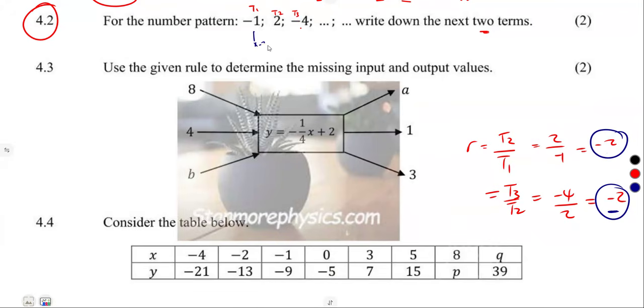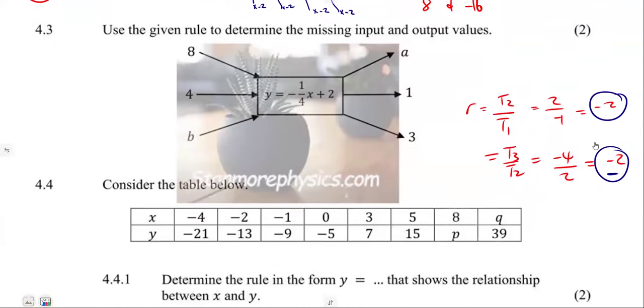-1 times -2, you get this one. So this one times -2, you get this one. The same thing, -4, you multiply by -2. -4 times -2 is a positive 8. The next one again, multiplied by -2. 8 times -2 is -16. So those were the next two terms, 8 and -16. All right. From this understanding of what we are given, 2 marks for that.